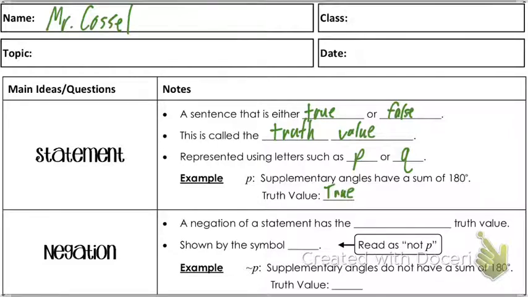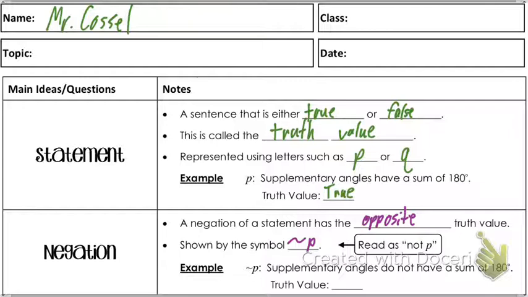Negation. A negation of the statement has the opposite truth value. So if you negate something, you're doing the opposite of it, right? You're not allowing it. You're saying no, okay? Now we have a symbol. We have symbols for lots of stuff in geometry. We do this little squiggly. So you could have P for your statement, and you could have not P. That squiggly means not, and it even says there, read as not P. You don't just say squiggly P, you say not P.